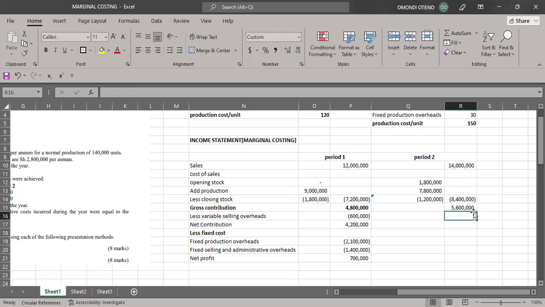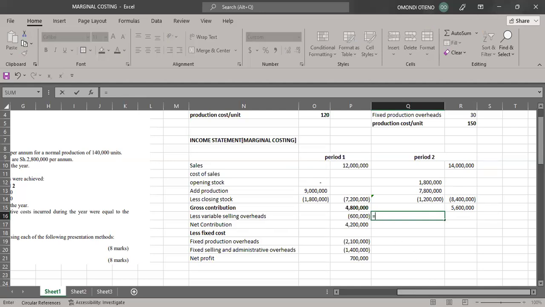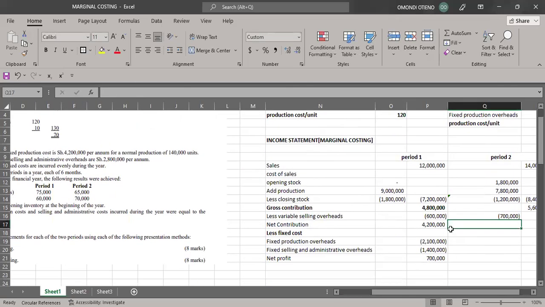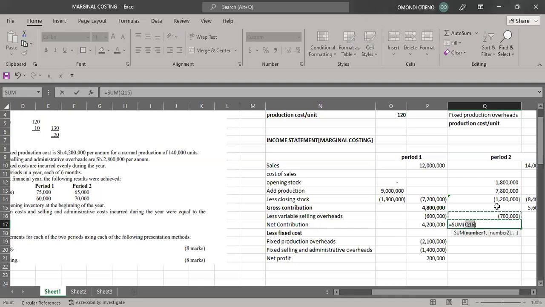contribution. To the gross contribution, we need to consider variable selling overheads. The variable selling overheads, you are told, is equal to 10 shillings. We multiply 10 shillings by what was sold. How many units were sold? 70,000. So that will give us 700,000. Good. How do we get net contribution? Net contribution is there.